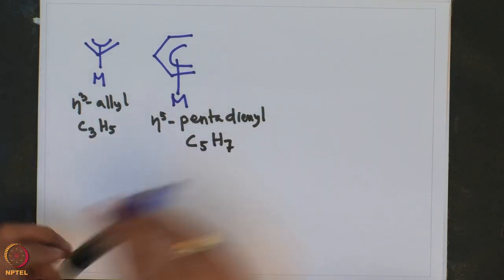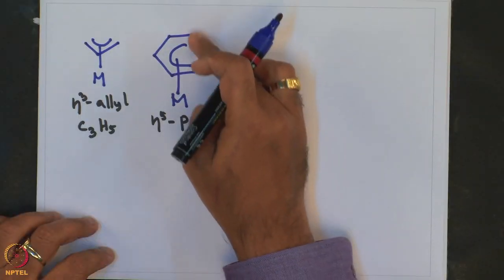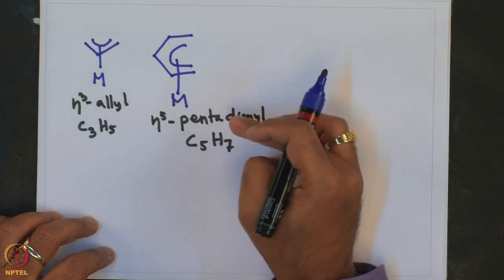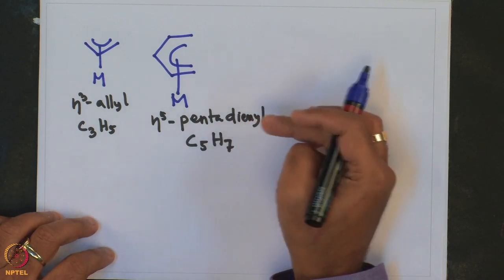C5H7. Now, we are very familiar with the other C5H5, which is cyclopentadienyl, where this ring is closed. So, many people tend to call this C5H7, or eta 5 pentadienyl, an open CP ligand, as if the cyclopentadienyl ring is not closed and is open. That's why people call it open CP, or more appropriately it should be called eta 5 pentadienyl ligand.